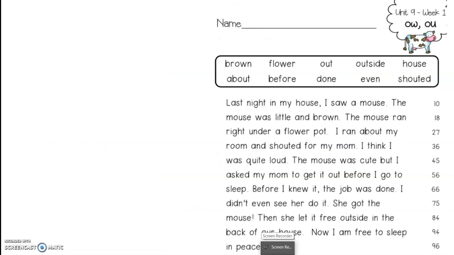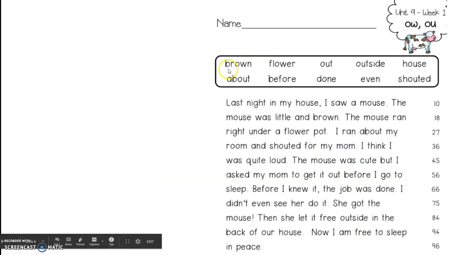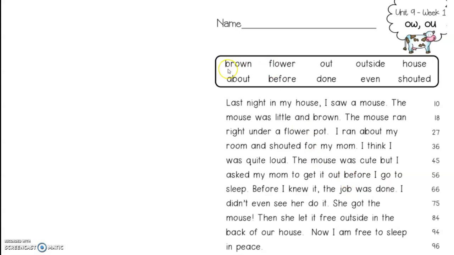Okay, friends, here is our fluency for the week. And across the top, we have our spelling words with our new objective, which is the ow sound and spelling. So our first word is brown, then flower, out, outside, house, about, before, done, even, shouted. All right, I'll read it to you and then you can always pause it and read it yourself.